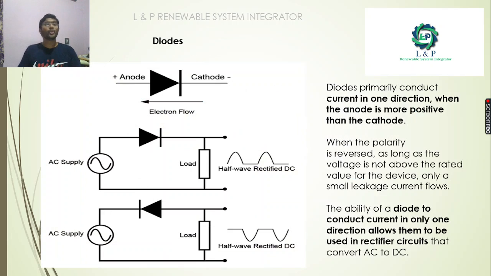So basically we want to know about the diode. A diode is nothing but a device which conducts in one direction. It has an anode and a cathode. See here, there is an example. We are providing AC supply. If you connect a diode and connect a load to it, you can see only a half-wave rectified DC output. And in the same way, if you reverse it, it will conduct in the reverse direction.